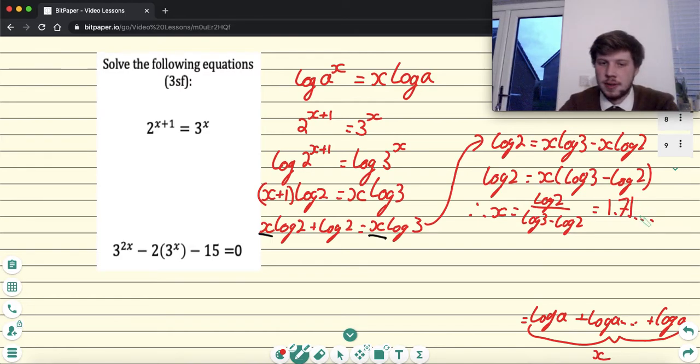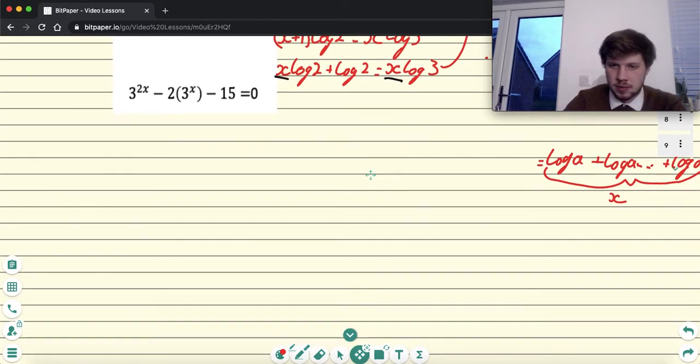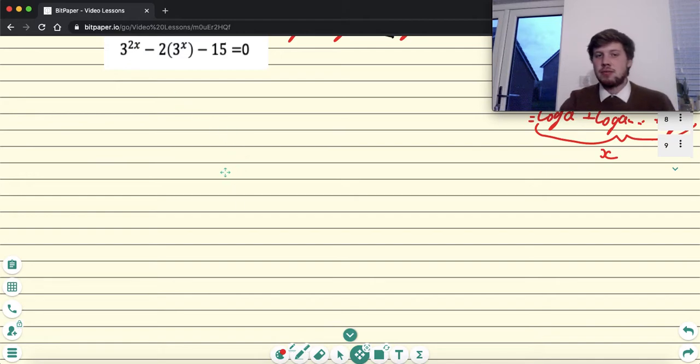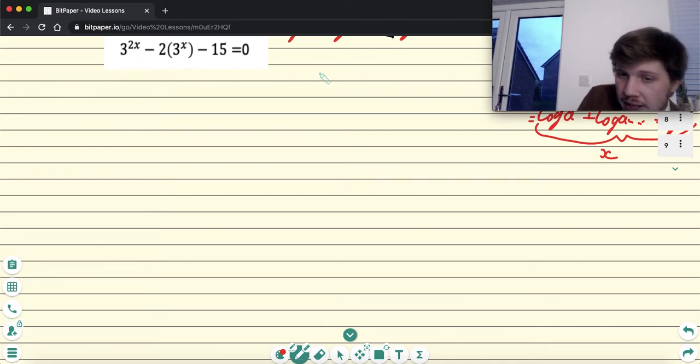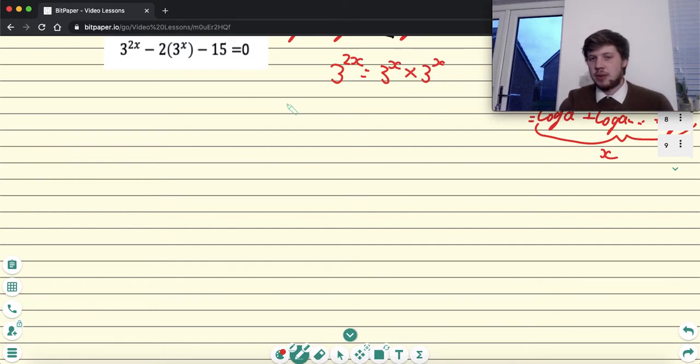Okay. The next question I'm going to look at, if I just scroll down, is 3 to the power of 2x, subtract 2 to the power of 3x, subtract 15 equals 0. This looks very similar to a quadratic equation. We've got something squared, subtract a coefficient of something, minus 15 equals 0. So what I'm going to do is actually make it a quadratic. We are happy that 3 to the power of 2x is the same as 3 to the x multiplied by 3 to the x, because when we add the powers, that gives us 2x.